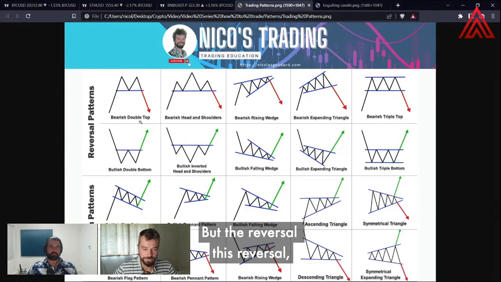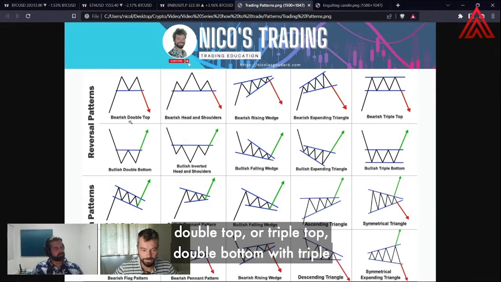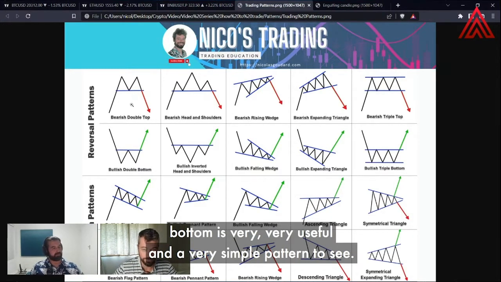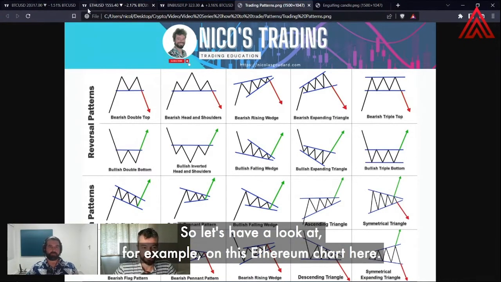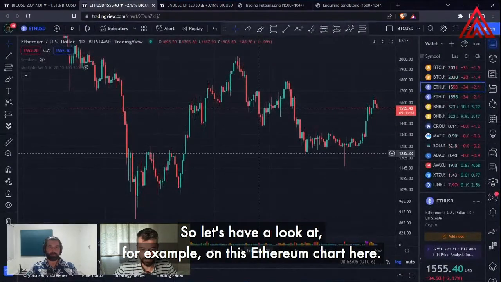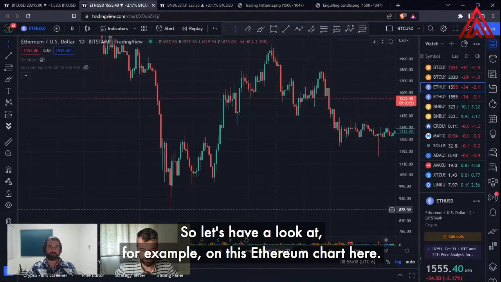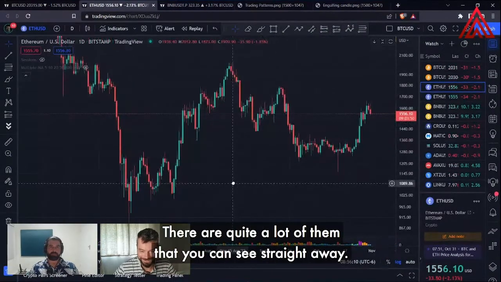But this reversal, double top or triple top, double bottom, triple bottom, is very, very useful and a very simple pattern to see. I mean, it's very easy to recognize. It's very easy to find. Okay, so let's have a look at, for example, this Ethereum chart here. There are quite a lot of them that you can see straight away.